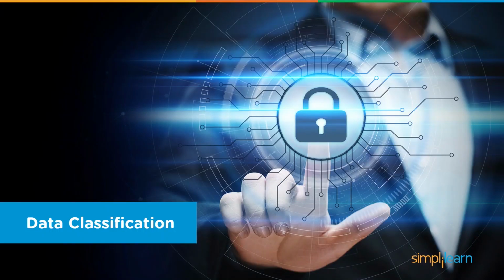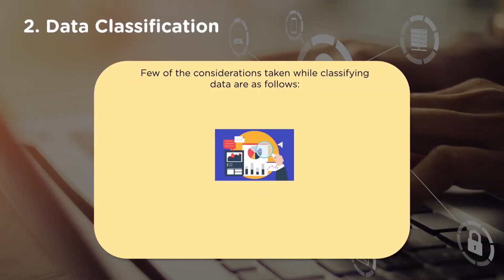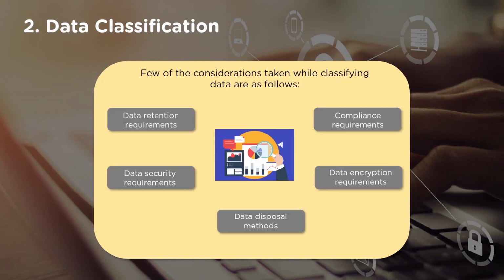Let's now move on to our second domain, that is data classification. As the name suggests, here data is basically classified based on a set of considerations. Here we will look into factors like data retention requirements, then data security requirements, data disposal methods, data encryption requirements, and finally compliance requirements. So these are the factors which are taken into consideration while classifying data.